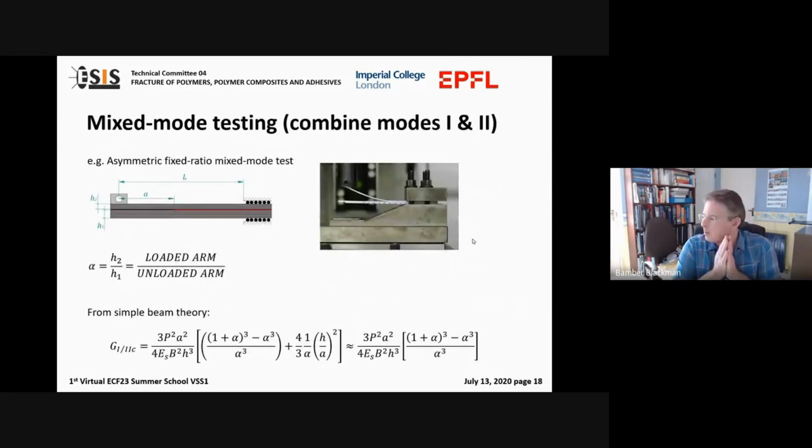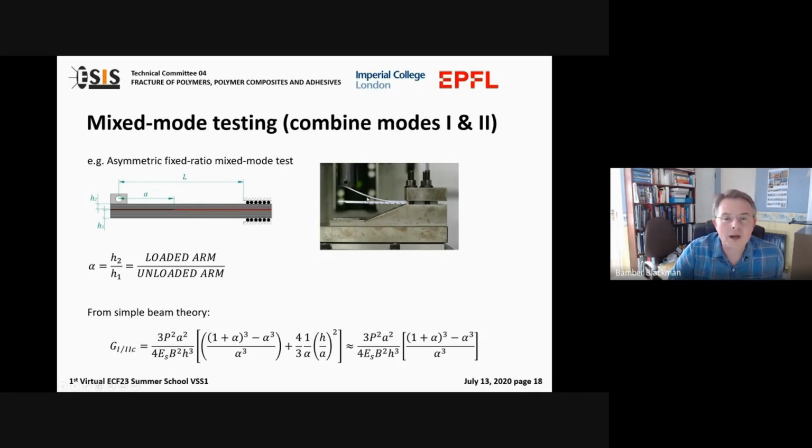Very quickly with mixed mode combinations where we want to combine mode 1 and mode 2 in the same experiment. Again, we saw some examples in the previous presentation. I'll just show one. This particular method is described as the asymmetric fixed ratio mixed mode test, where you can see clearly the substrates have different thicknesses. This introduces many more complications than we realized initially.